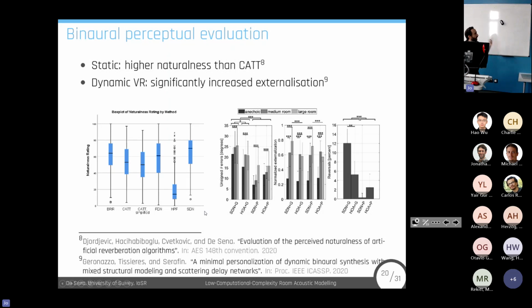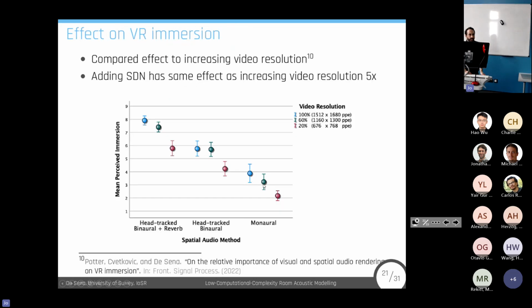It even did more than a higher order ambisonics measurement, which was, at least for me, quite surprising, but it is what it is, I guess. Another experiment we run is in virtual reality. What we've done is ask people to wear a VR headset. They were presented with a certain scene, with a sound source presented as a sphere.